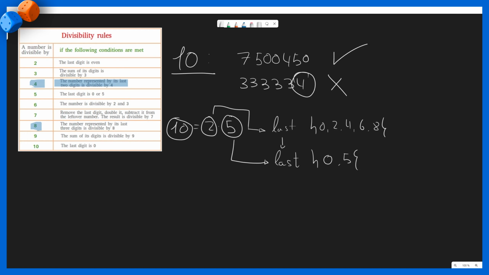And since both things have to happen at the same time, they only happen when the last digit equals 0. And that's the main reason why the divisibility rule of 10 is having the last number as a 0.